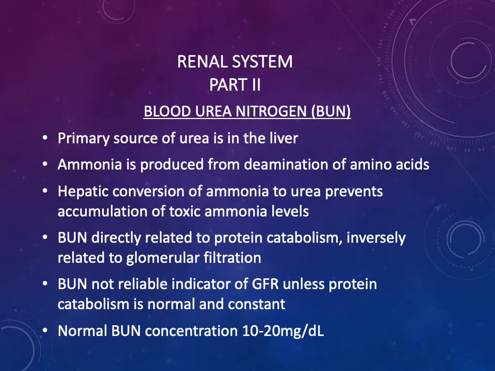Ammonia is produced from the deamination of protein. The ammonia is converted to urea, which will affect the BUN. The BUN is inversely related to the glomerular function. You need to know that normal BUN is 10 to 20 milligrams per deciliter. Elevations may result from decreases in GFR or increases in protein catabolism. Normal GFR with increased BUN, start thinking about dehydration.